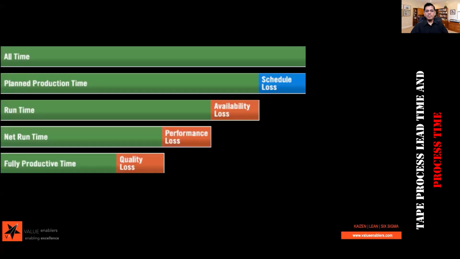Okay, how many of you are clear about this? On a scale of 1 to 10, give a 9 or 10 if you're super clear, okay? This is how, generally in machines, in TPM concepts, the losses are calculated. I'll put a different illustration for you to understand.